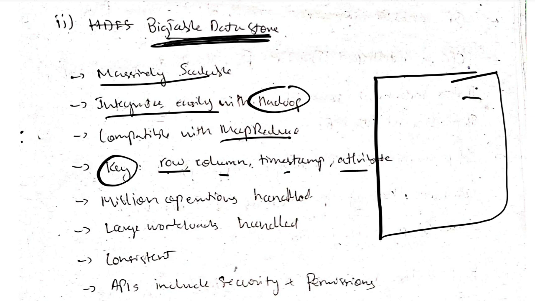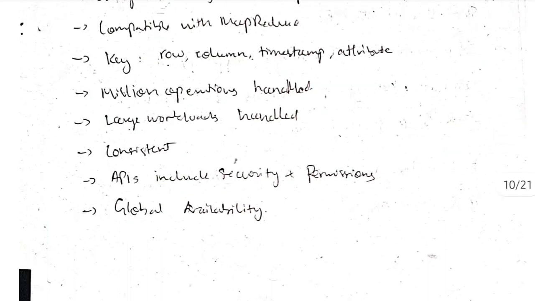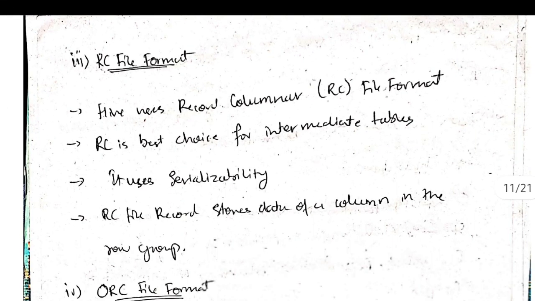If you want to fetch some attribute like time, what time this had happened, you can fetch using the timestamp. If you want the date when it was present, or the title of it, those things you can also fetch by attribute. Millions of operations are handled, large workloads, consistent APIs, and globally available. Those are the things for the big data table.